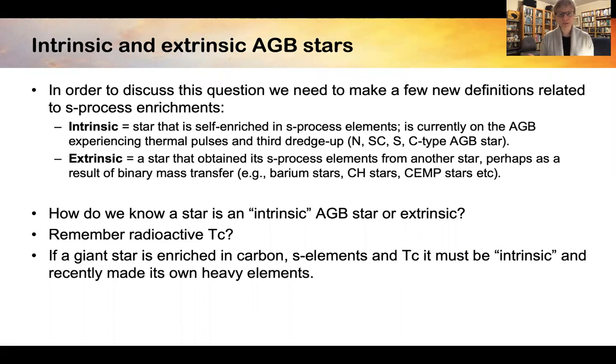So how do we determine whether we have an intrinsic star or an extrinsic star? Well, remember radioactive technetium. If a giant star is enriched in carbon, S process elements and technetium, it must really be on the AGB, making its own heavy elements. If it has all of that, but it doesn't have technetium, there's no evidence it made its own elements. It likely received that as a binary mass transfer gift.